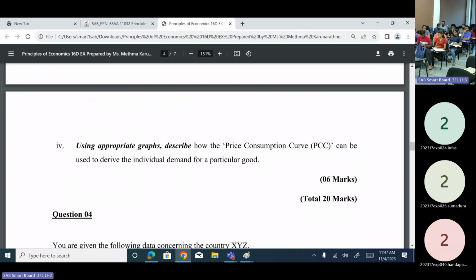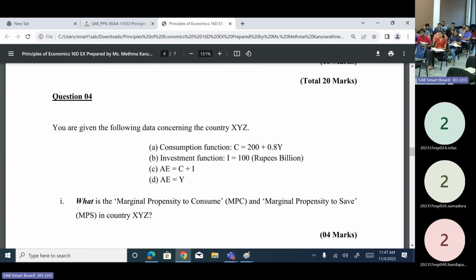We have not done PCC, price consumption curve, we have not done. Okay. Have we done? No. So it's not relevant for you. So in this past paper, some of it is not relevant for you. She has covered whatever is appropriate for that.